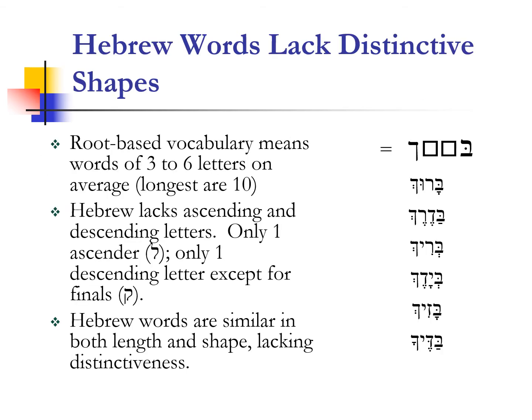and from the overall shape of the word. That, as we saw last week, is simply not possible in Hebrew, because Hebrew is a root-based system, which means most words are 3 to 6 letters in length. The longest is about 10. It lacks ascending letters, there's only one, and it lacks descending letters, there's only one except for the finals. And once it's at the end of the word, that doesn't help you any further. So Hebrew words are similar in both length and shape, and the literature describes them as lacking distinctiveness, lacking distinctive features.